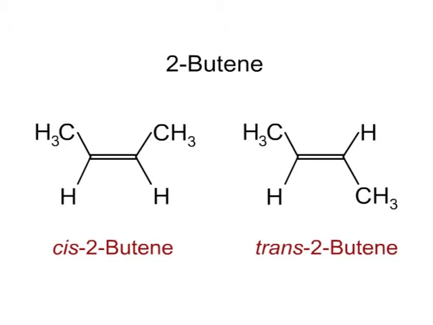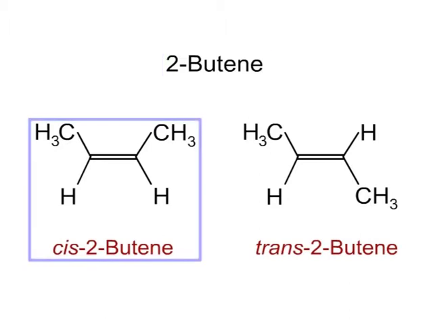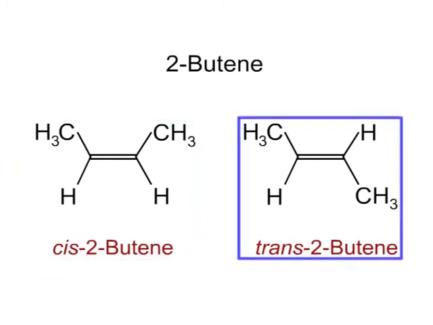Let us now discuss a few examples showing geometrical isomerism, which are shown on the screen. The first example is of 2-butene, which can exist as cis-2-butene and trans-2-butene.